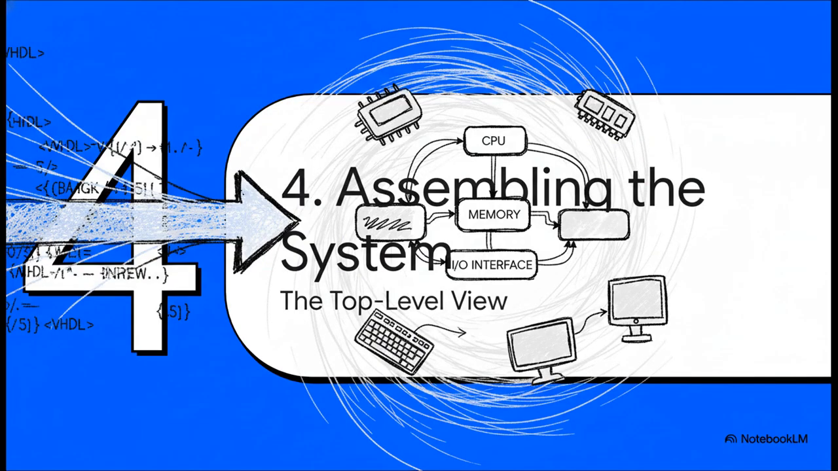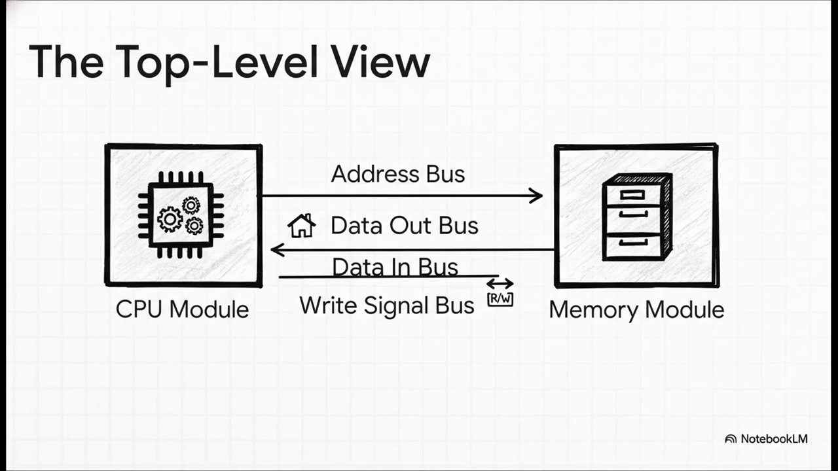All right, section 4, assembling the system. So let's pull the camera back a bit and see how all these pieces fit together to build our complete computer system. We're zooming out from the individual lines of code to the high-level architecture. And at the very highest level, our entire design is just beautifully simple. Seriously, as you can see in our top-level VHDL file, it's really just 2 main blocks: the CPU module we've been working on and our new memory module. And they're just connected by a few shared highways, or buses.